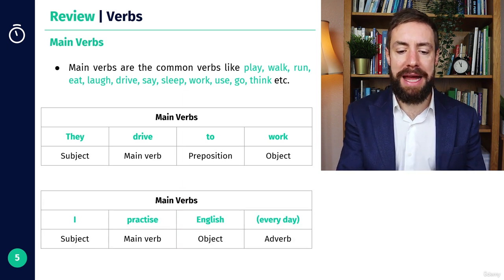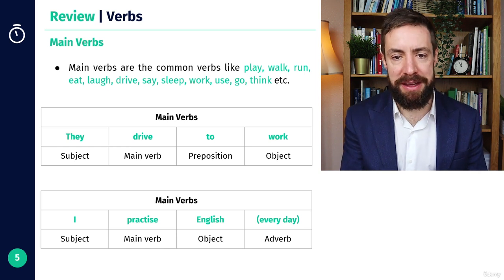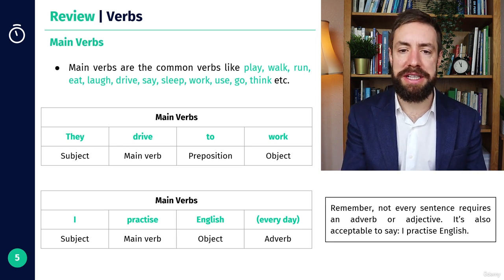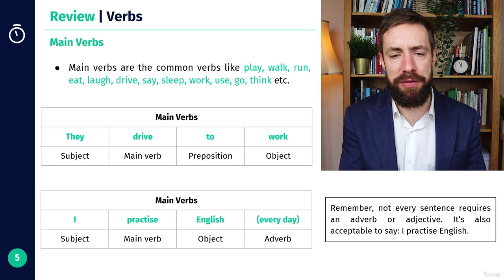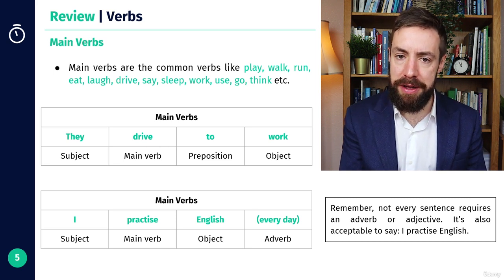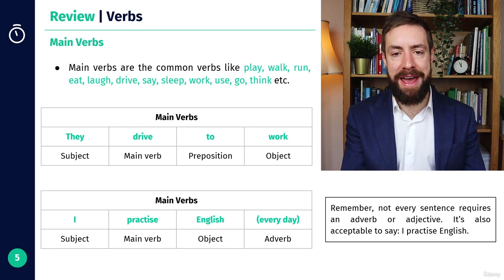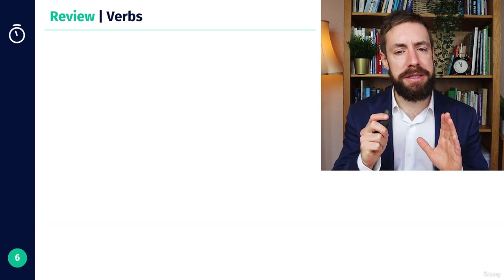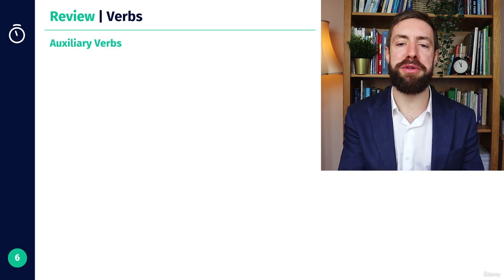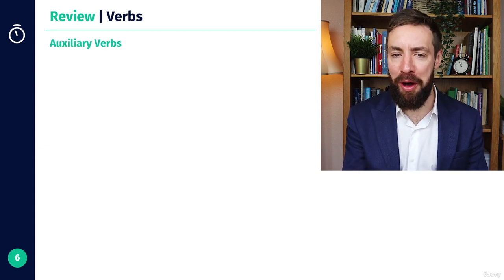All right? And another type of sentence, I practice English every day. Now, just to be clear, we don't need to add that every day, but of course, many sentences we do. So I is the subject, practice is the main verb, English is the object, and then the adverb is every day. Now, the main verbs are relatively simple, so we're going to move on to the auxiliary verbs, which are quite a bit more complicated.